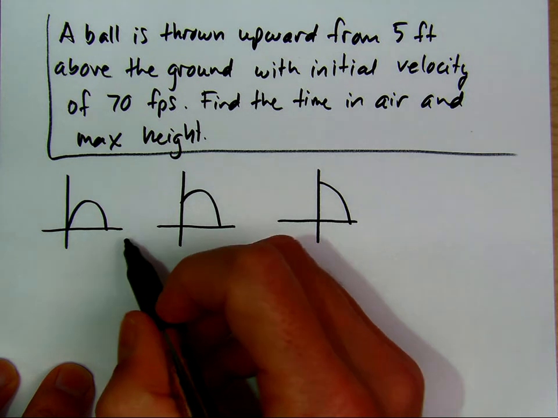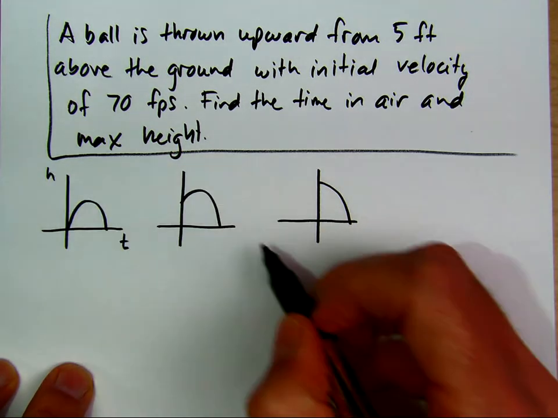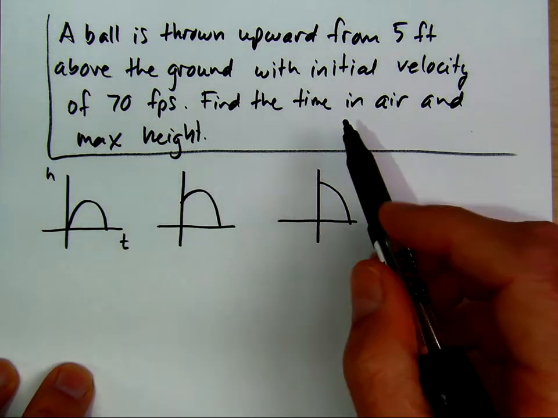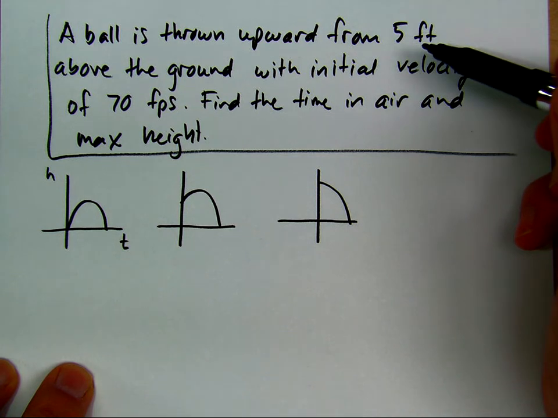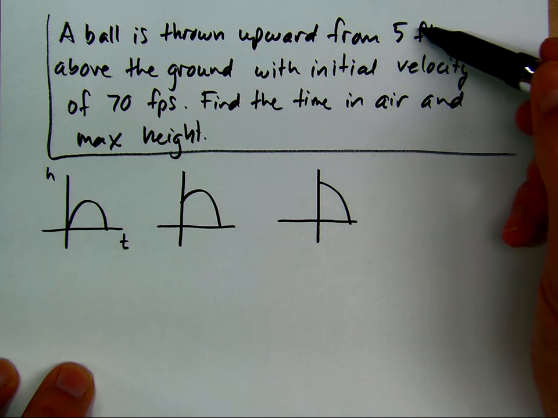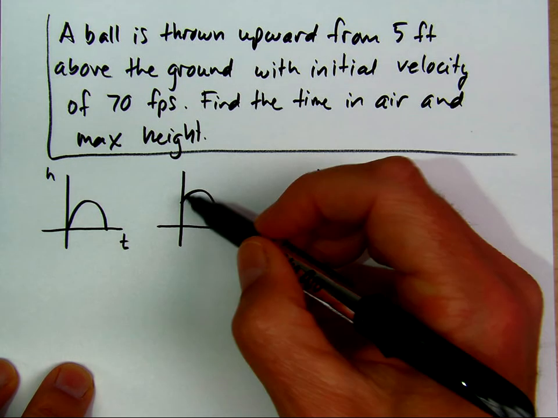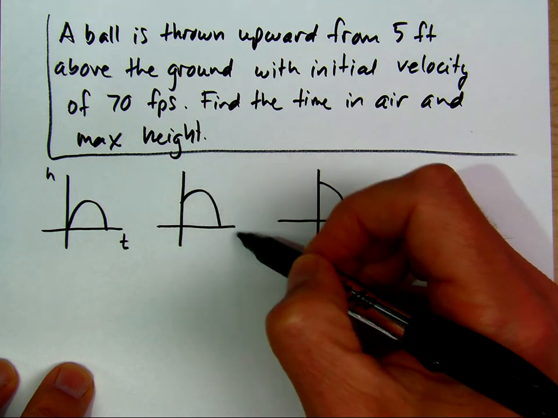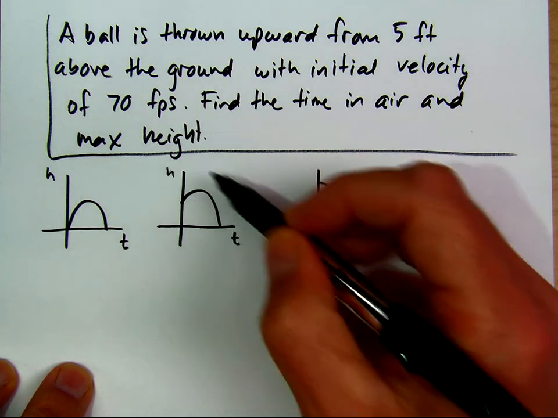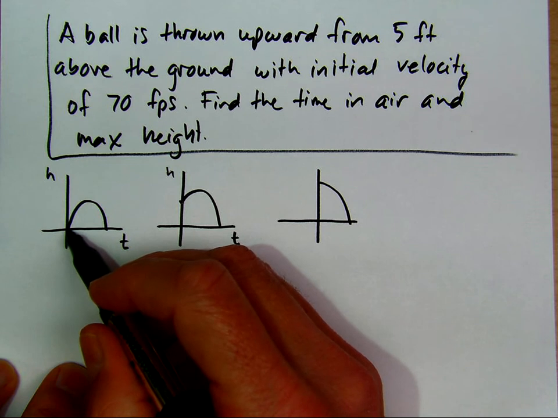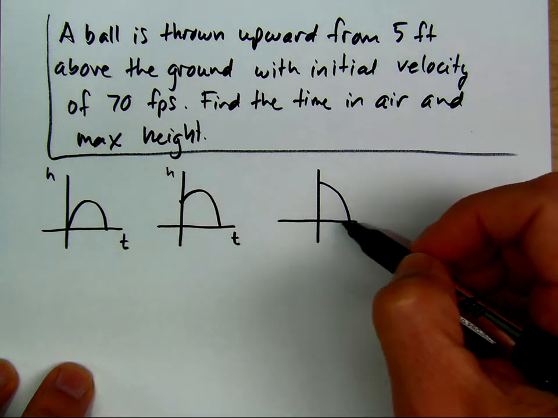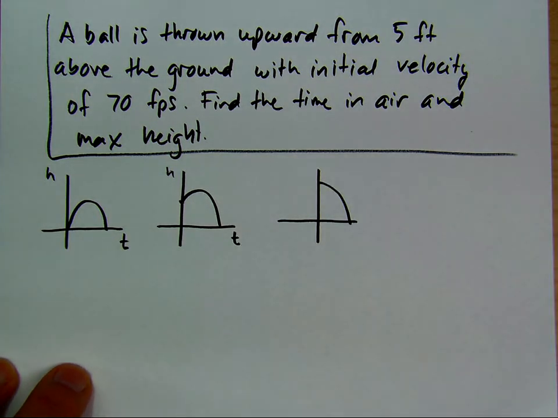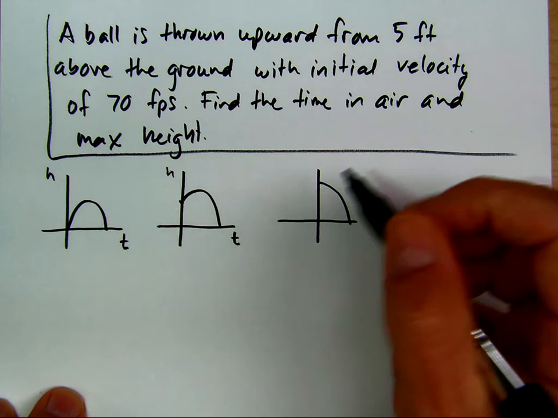If this is time and this is the height, draw a picture of what's happening in this problem. It's thrown from 5 feet above the ground, so that'll be here. It's thrown upward from 5 feet above the ground, so it's starting here. This is if it's thrown from ground level, and this is if it's dropped. So we're going to use this one.